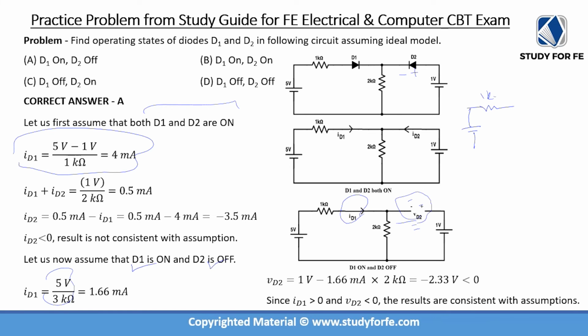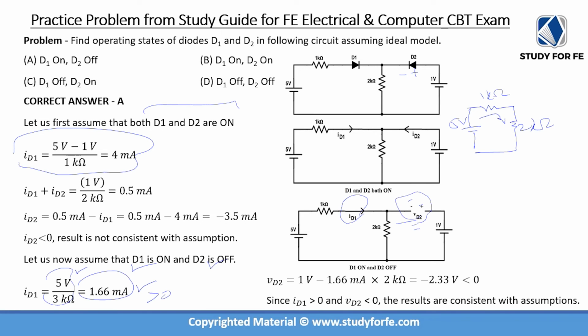So the ID1 circuit is simply 5 volts and a series resistor of 1 kilo ohm and a series resistor of 2 kilo ohm. So 5 volts, and the current passing through the 1 kilo ohm resistor is actually equal to ID1. So this simply becomes 5 volts divided by 3 kilo ohm, which is 1.66 milliamps. So far so good, because this is greater than 0.